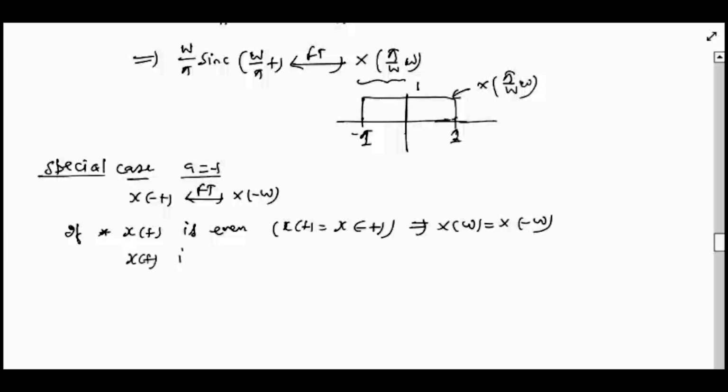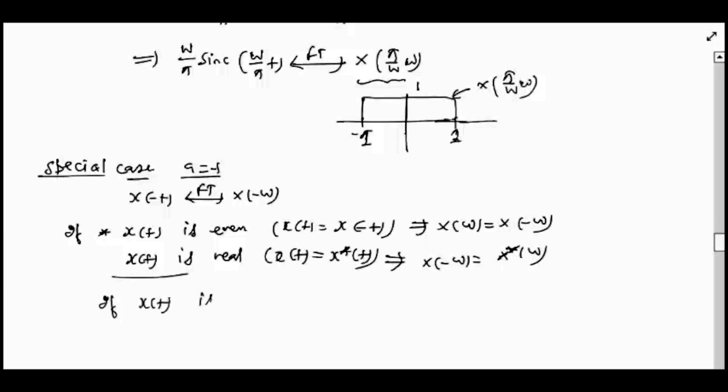Moreover, if x(t) is real, that is x(t) is equal to the conjugate of x(t), then the conjugation property says that X(minus omega) is equal to X star (omega), that is the conjugate of X(omega). If we combine these two properties, then we infer that if x(t) is real and even, then X(omega) is the same as X star (omega). In other words, X(omega) is real.